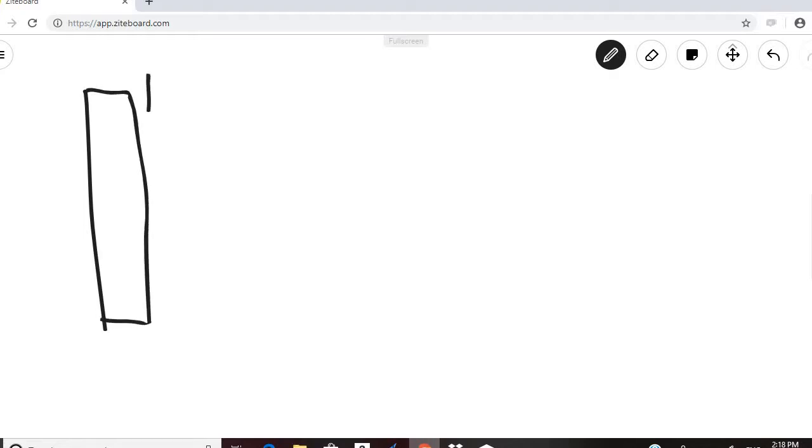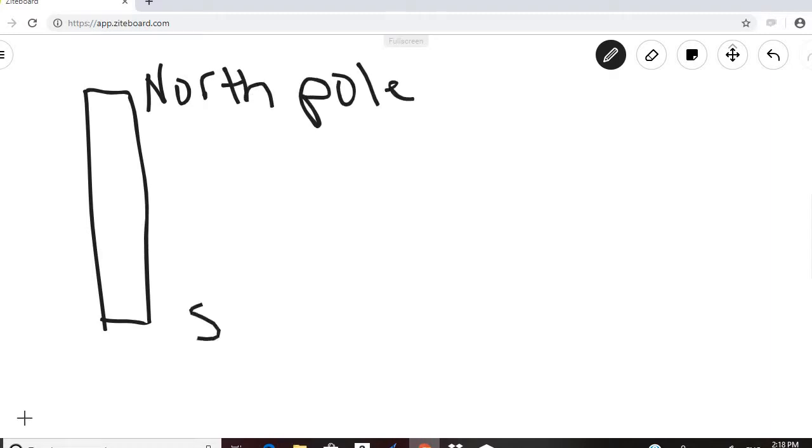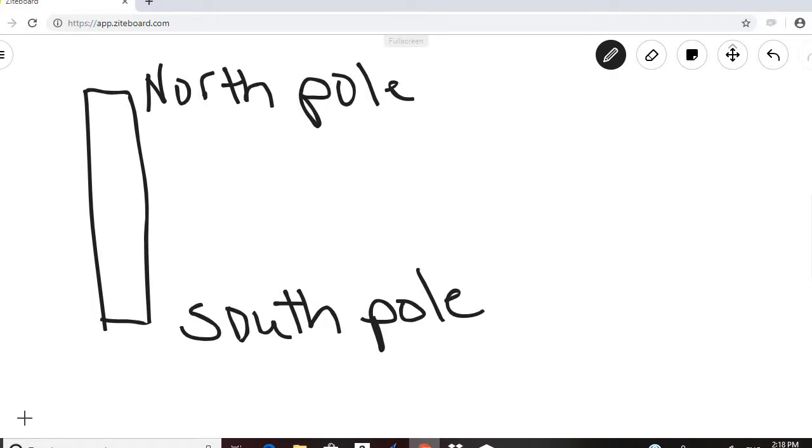consists of a north pole and a south pole. And you probably also know that like poles repel and opposite poles attract each other in the same way that we saw with charges. Opposites attract and like poles repel.